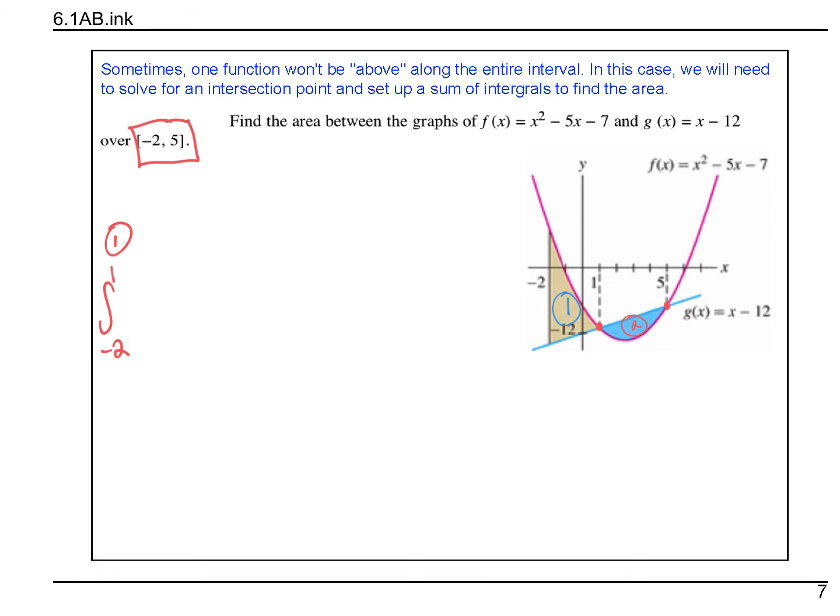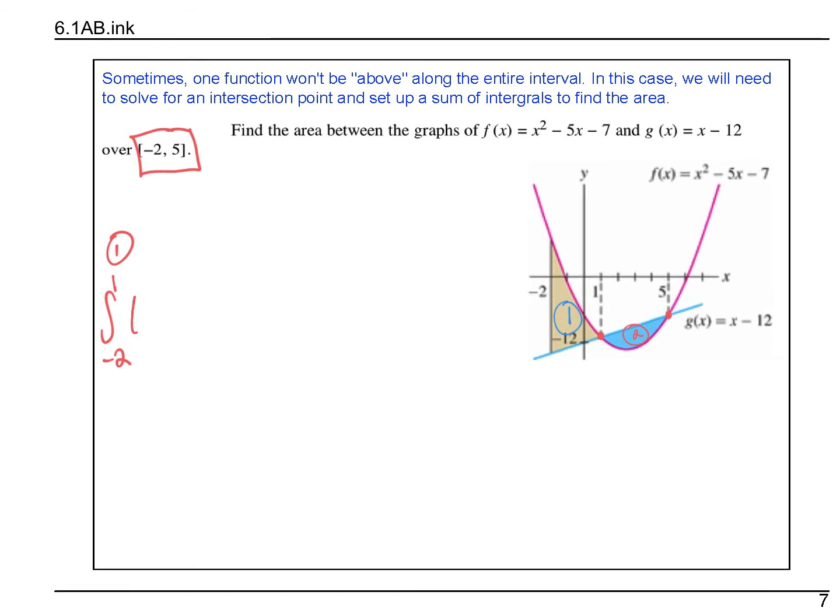So -2 to 1, pink, which is the parabola, which is f of x, minus the line, which is g of x, dx, plus region 2. Now in region 2, it would be the opposite. They intersected, they changed roles. Now the line is higher than the parabola. So now I would do g minus f. So integral from 1 until 5, g of x minus f of x, dx.